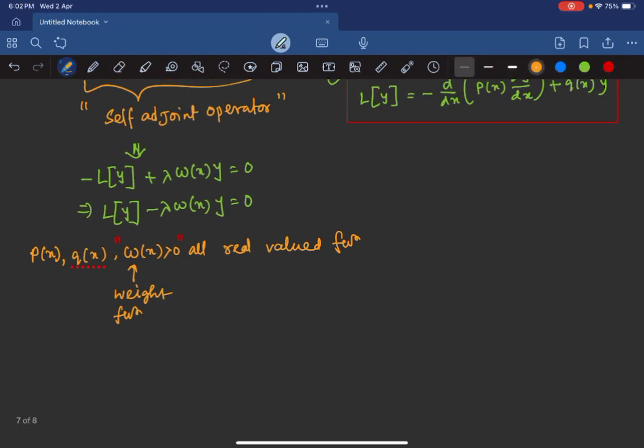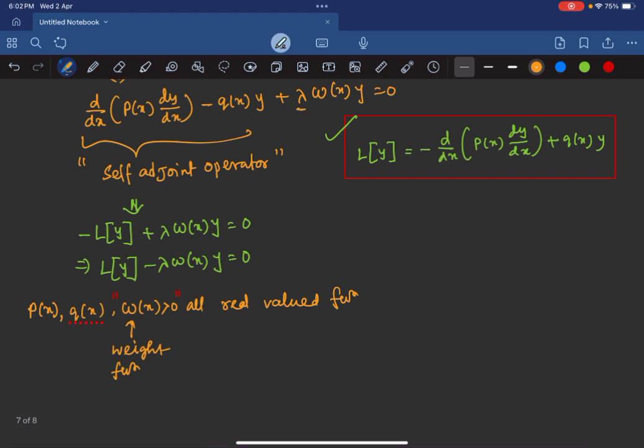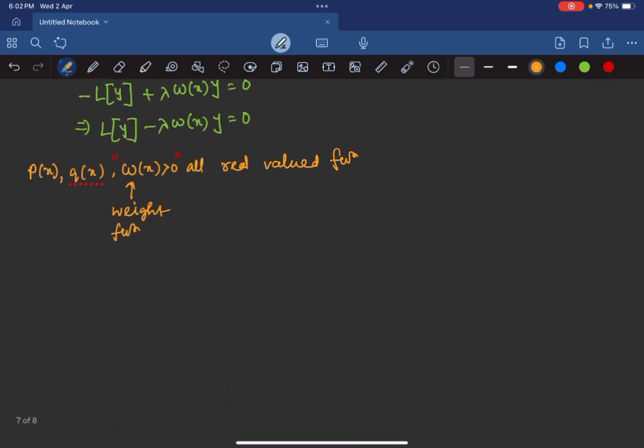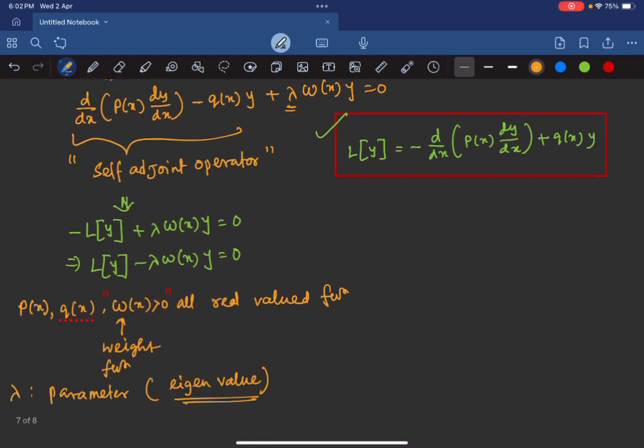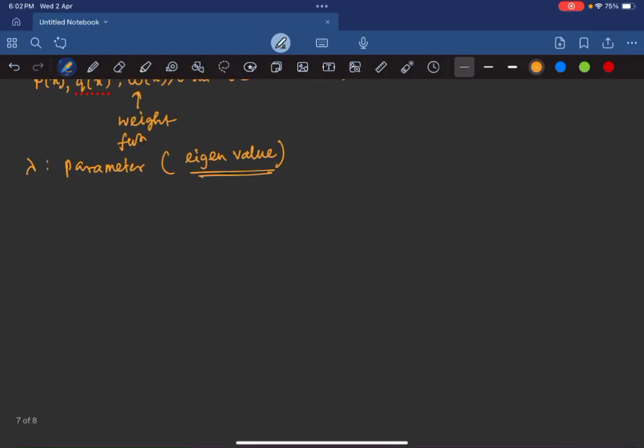here is another important aspect, regarding this lambda. Lambda is a parameter, and it is known as the eigenvalue for this SLP. Eigenvalue, very important. Now see this equation, the second order equation, and we need to have two initial conditions.